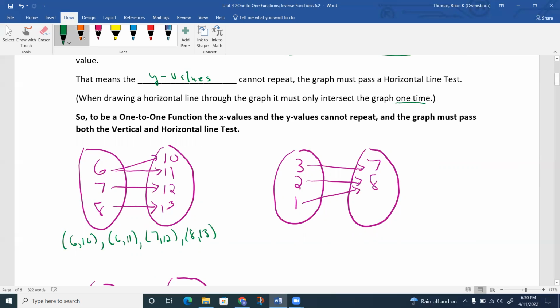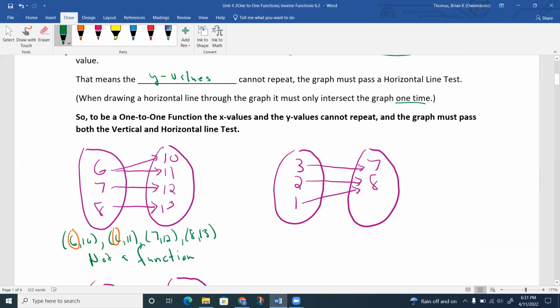So notice though the 6, the x value, is repeating. That cannot happen in the definition of a function. So this mapping here does not represent a function. I mean, we can graph it, but it does not represent a function.